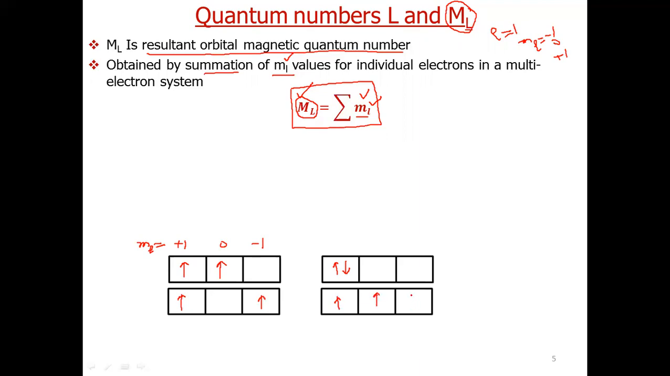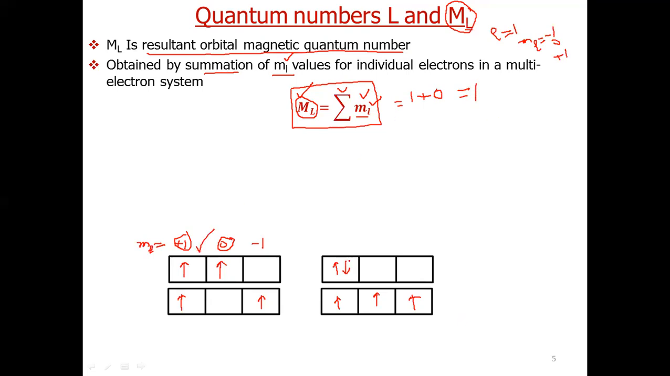We will calculate it for all these systems. Let us calculate for first this system. Now we have to calculate capital ML for this system. ML is given by the summation, and summation means adding the individual values. So for this electron, ml is +1, and we will have +1 from this summation. What is the ml value for the second electron? It is in the orbital which has ml 0, so it is 0, so ML comes out to be 1. So for this system ML is plus 1.